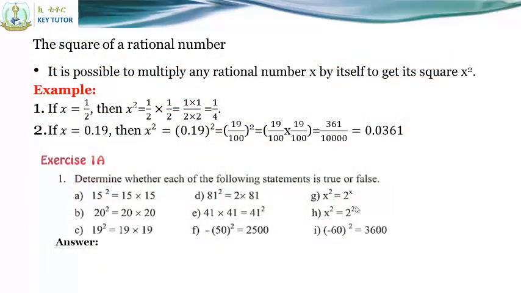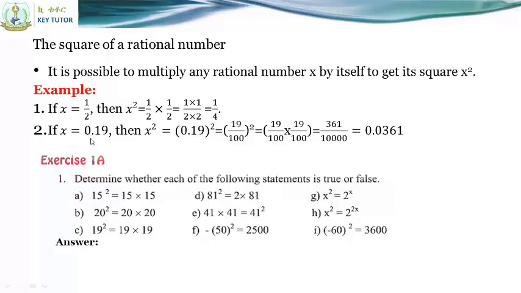Now let's take rational numbers here. It's very important to look at rational numbers also. If our rational number is a half, then 1 over 2 squared is 1 over 2 times 1 over 2, which is 1 over 4.